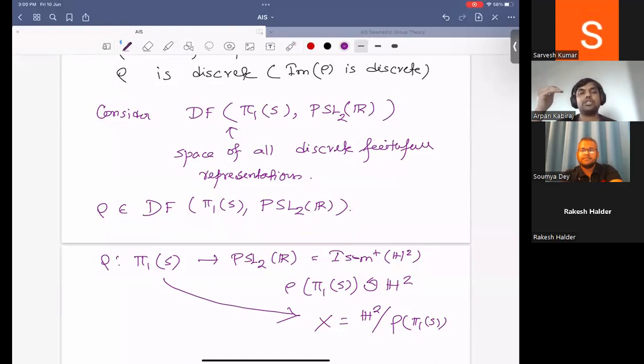First, I will quotient the upper half plane by the image of pi1 S. Because it's an injective map, I can consider it as a subgroup of the isometry group of the upper half plane. Because the image is discrete, the action will be properly discontinuous. I can take the quotient to get a hyperbolic manifold, and this rho will induce a diffeomorphism. So every discrete faithful homomorphism from pi1 S to PSL2R gives me a marking. So this space is nothing but the space of all markings.